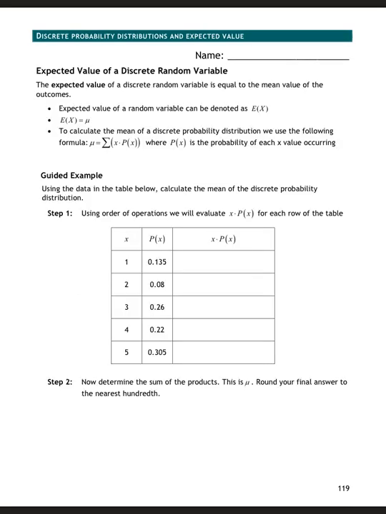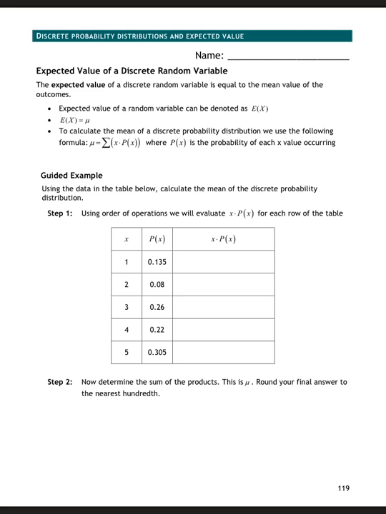So, expected value of a discrete random variable. What is expected value? It is equal to the mean value of the outcomes. Expected value, you will see it denoted as E of X. And remember that E of X equals mu. Okay, mu is our mean. So to calculate the mean of the discrete probability distribution, we will be using the formula that the sum of all of the x times the p of x. That will give you your expected value.